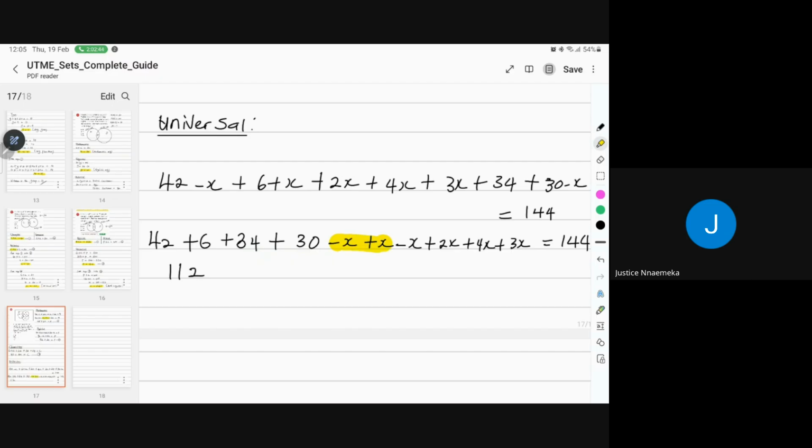Now, if you check here, this side will go, this will be 0. So I'm going to be left with minus x, plus x, plus 2x. 2x plus 4x is 6x, plus 3x is 9x. So plus 9x equals 144. Minus x gives plus 8x equals 144 minus 112.